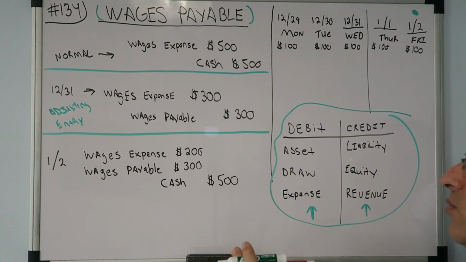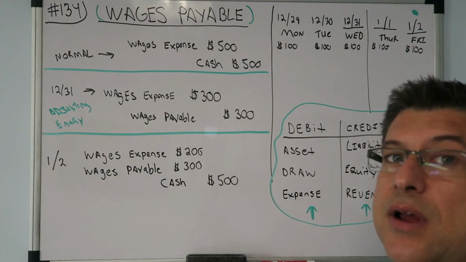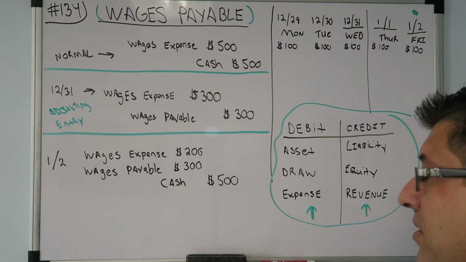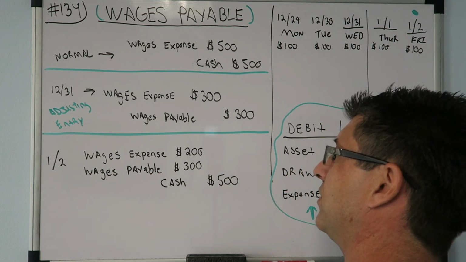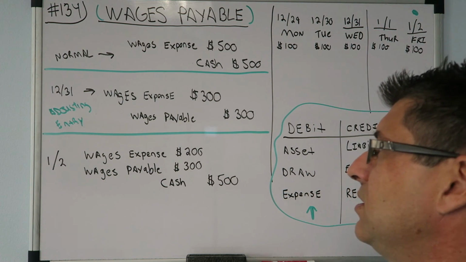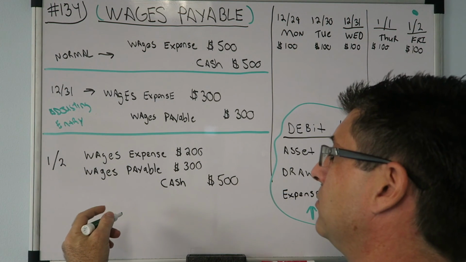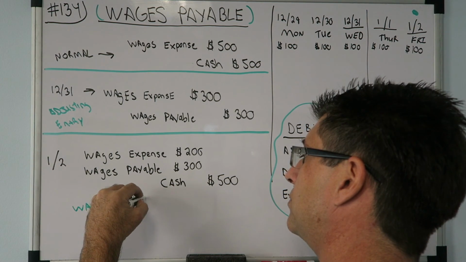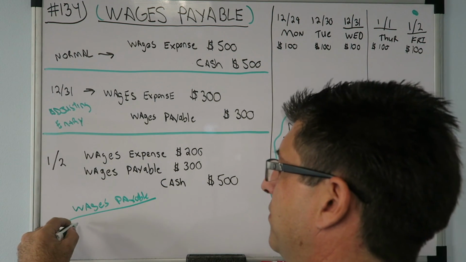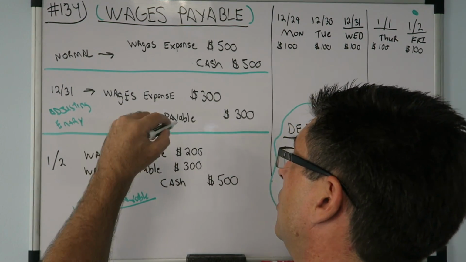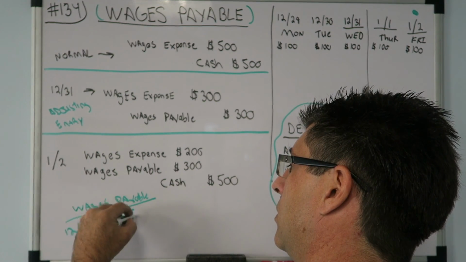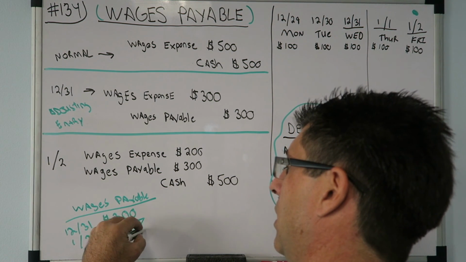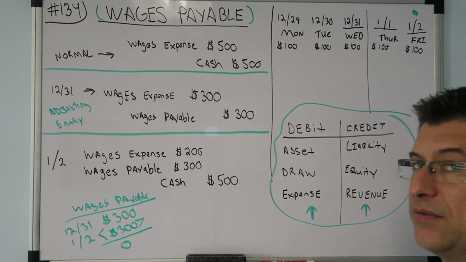If our wages payable is going down, and wages payable is a liability, if it's going up in value, we credit. If it's going down in value, we debit it. So we have our wages payable debited for $300 over here. Basically, wages payable is a liability account. This would be on our general journal: on 12/31 you have $300, and at 1/2 you'd have negative $300, and it would go down to 0. So we'd have 0 in our wages payable account.